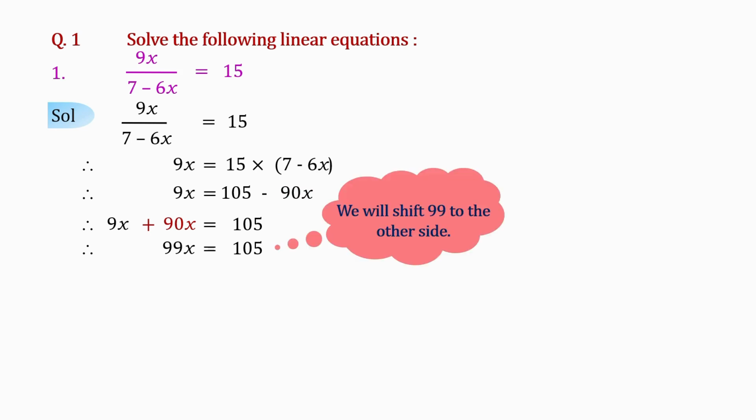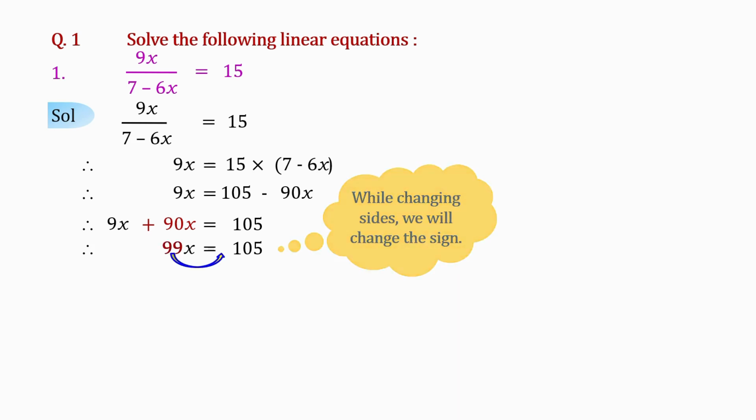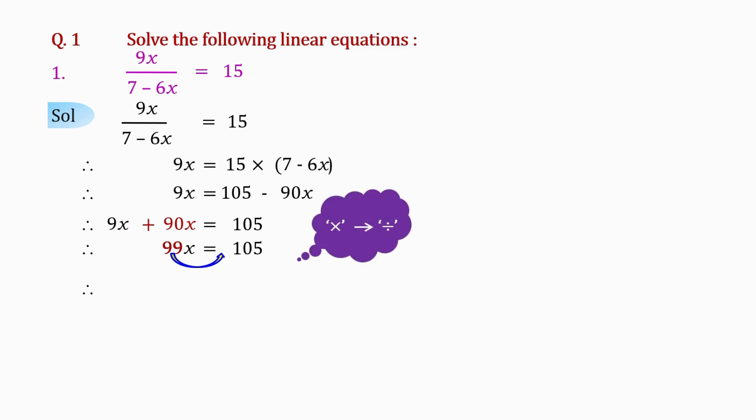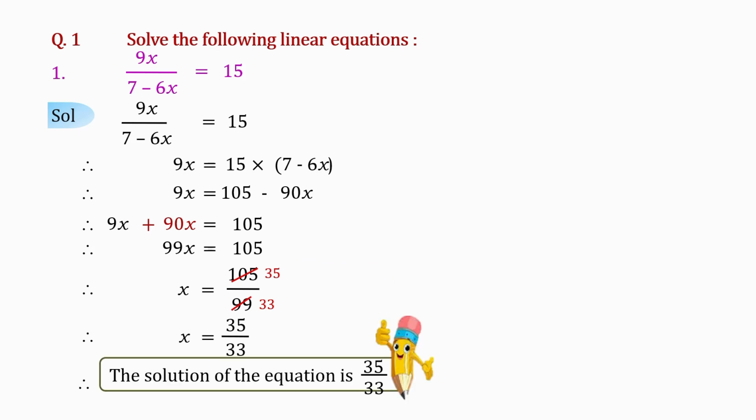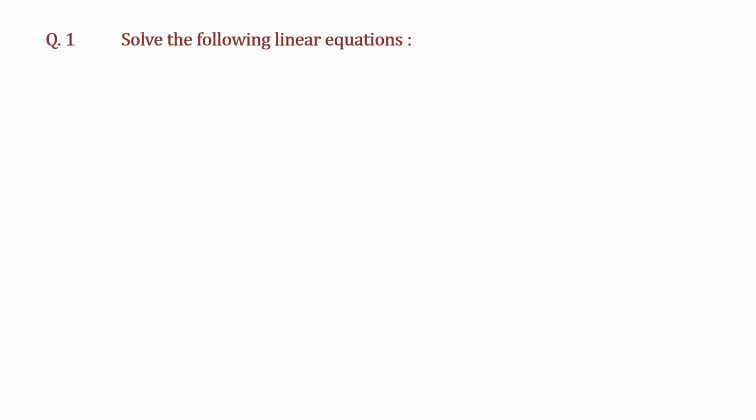So what we got, 99x equal to 105. Now 99 we are going to shift to the other side and it will change the sign. So x equal to 105 by 99. Now let us simplify this, which comes 35 by 33. So the solution of the equation is 35 by 33. Now let us solve more problems.